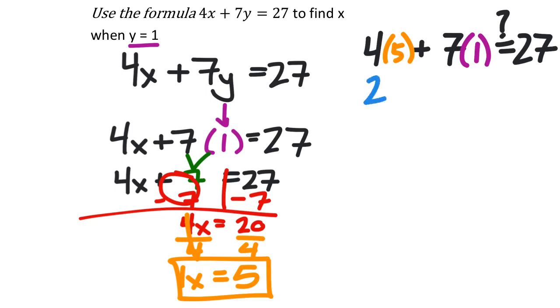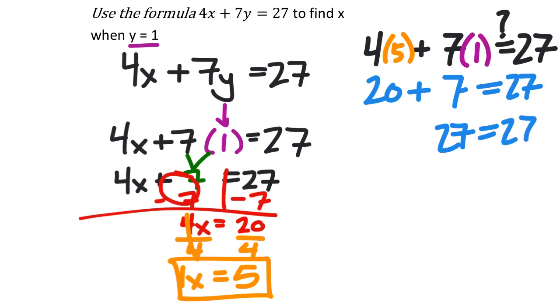4 times 5 is 20. 7 times 1 is 7. And 20 plus 7 is 27. So we get something that equals itself. And again, that was just checking to make sure that it actually was equal. And yeah, you could have typed it in the calculator to check that.